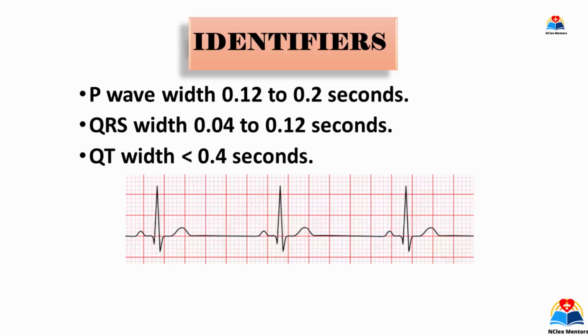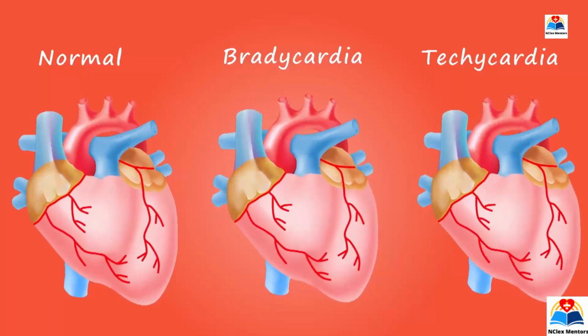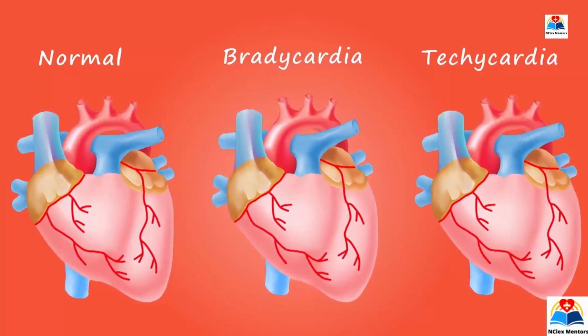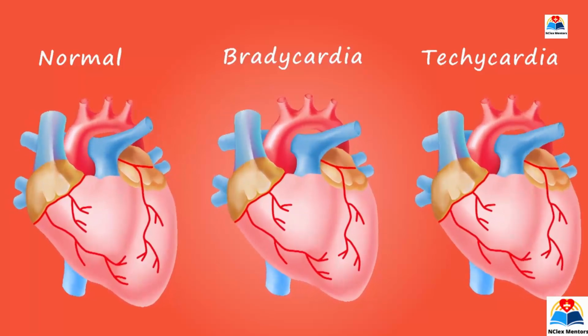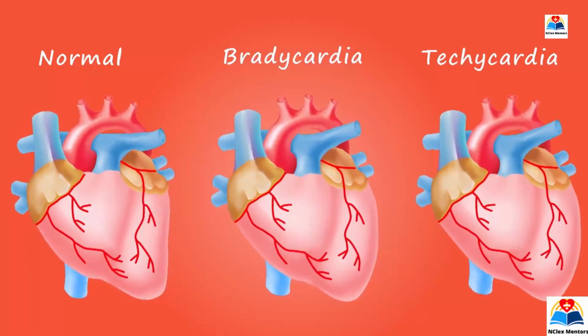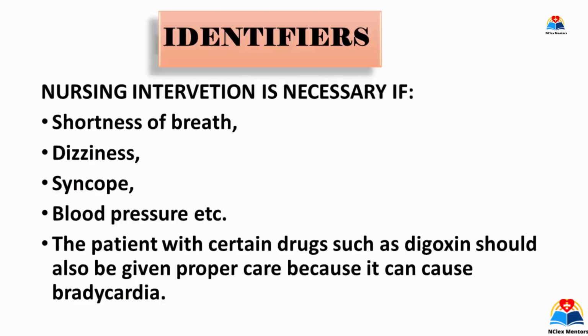We talked about how sinus bradycardia has a rate less than 60 beats per minute, but sometimes even a healthy athlete can have less than 60 beats per minute and is still considered normal. There is a problem only if the patient shows symptoms such as shortness of breath, dizziness, syncope, problems with blood pressure, etc., along with the bradycardia rates we talked about before. Patients on certain drugs such as digoxin should also be given proper care because it can cause bradycardia.